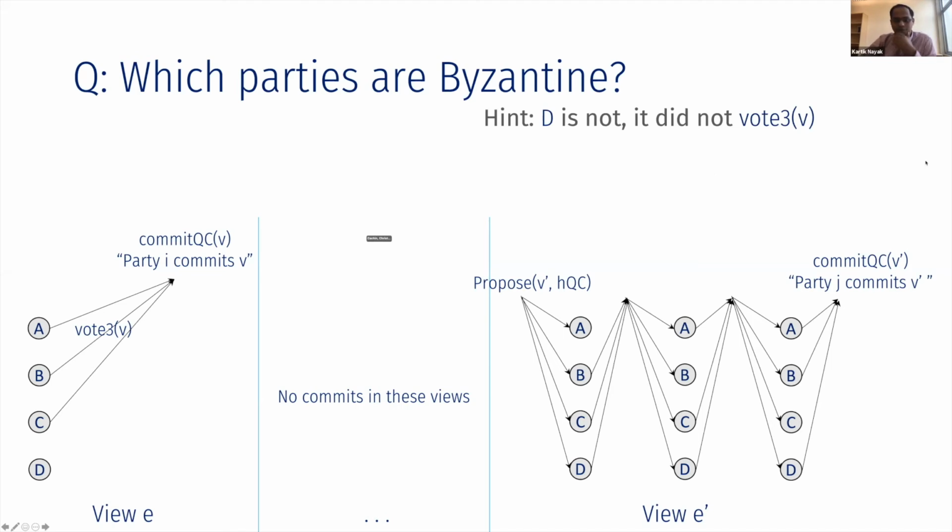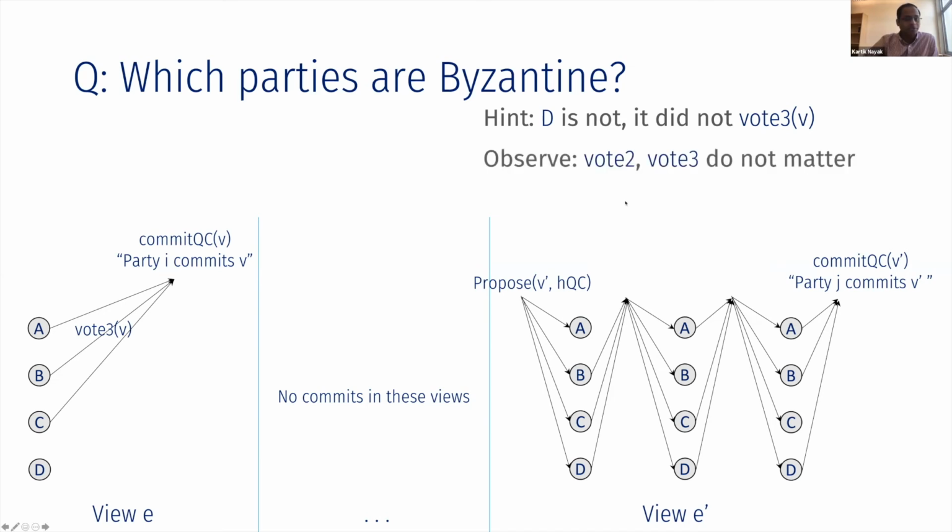So a first thing to observe is that based on the information that I have provided to you, D is not Byzantine. Well, it never made a promise. It never voted a vote 3 for V. So it never made a promise to guard its safety. So based on what you see over here, D is not Byzantine.